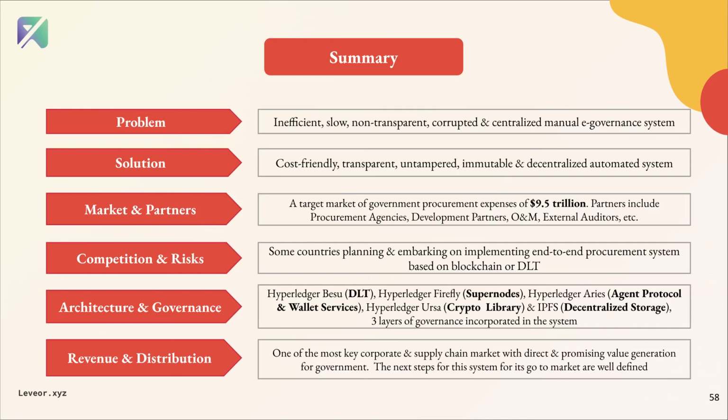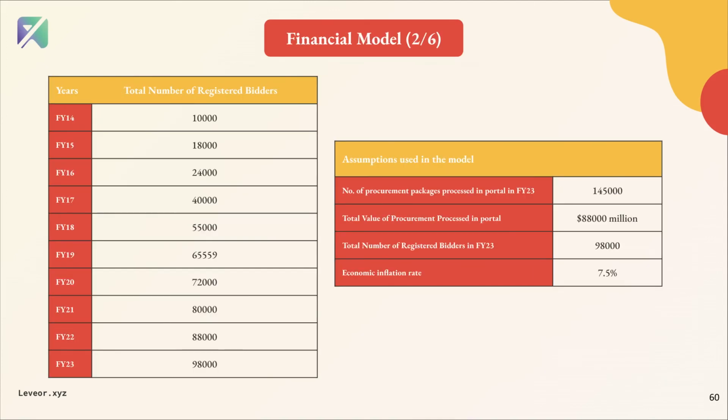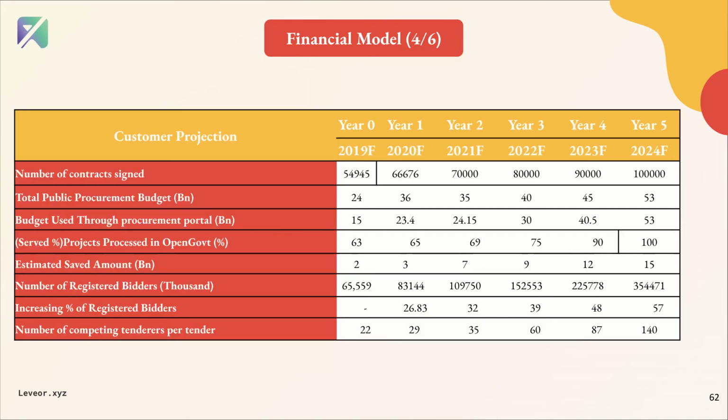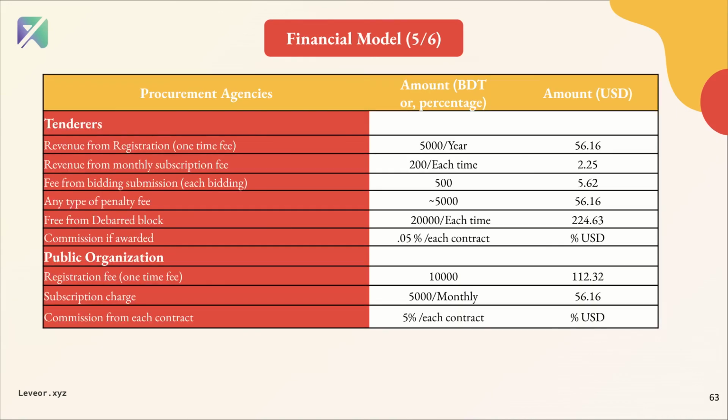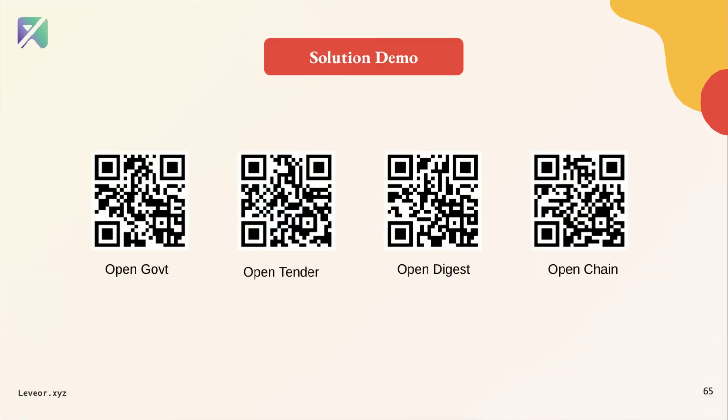In the appendix, we also added a detailed financial model for cost and revenue analysis for a mock governance system setup. We started with the facts and assumptions and then laid out projections by fiscal years based on them. We also considered agencies, items, and associated costs. All of the three submodules with our landing page of OpenGovt are live on the web and ready for anyone to do a quick test run.